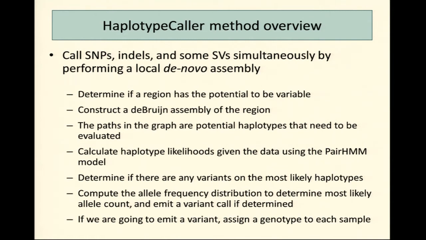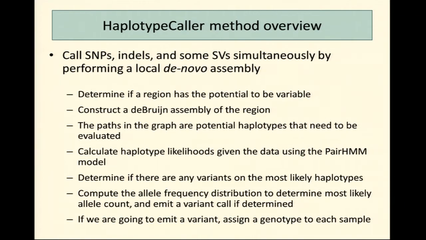There are also other heuristics to limit the number of haplotypes, because otherwise this has the potential of exploding. But once you have these likelihoods, the process is very similar to what Unified Genotyper has. We use the same math to compute the allele frequency distribution. And once we have the allele frequency distribution, if we determine that there's a good chance that there's a variant, then we emit a variant into a VCF. Yes?